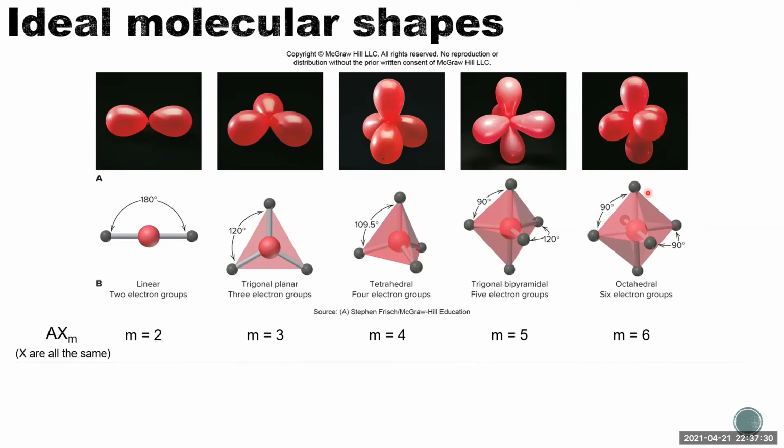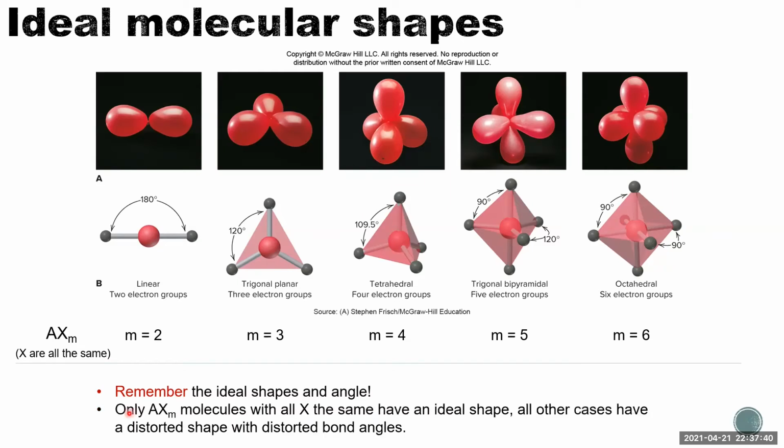A few things to keep in mind. First, remember the ideal shape and bond angle. Remember them clearly. Those can be on the exams and tests. And only AX_m molecules with all X the same have an ideal shape.